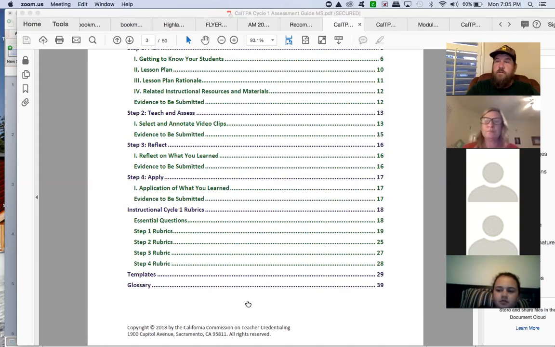Everyone who turned in their CalTPA in the spring had a lot of success if they just stuck to going right down the chart and saying, yep, they want to see this, tick, and including it. There's no tricks to this one. It's laid out very clearly for you.